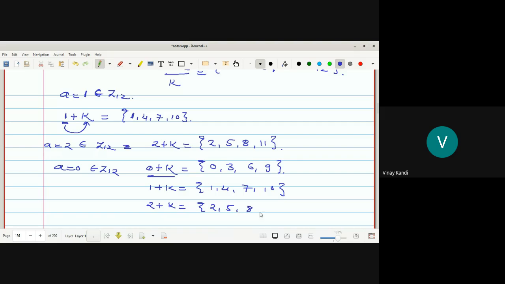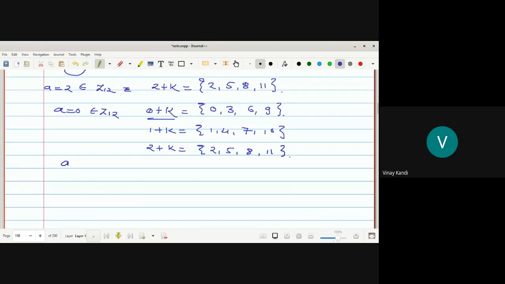Now a is equal to 3, which belongs to Z12. So 3 plus K is equal to 3, 6, 9, 12. 12 is 0, right? Which is equal to what? 0 plus K. Is it correct?